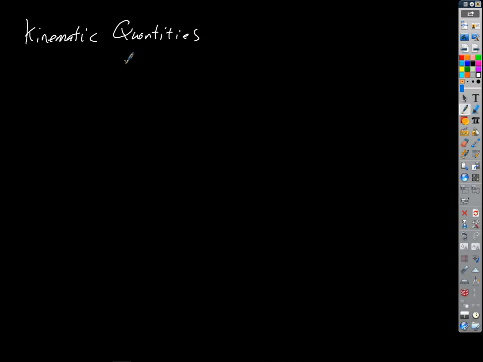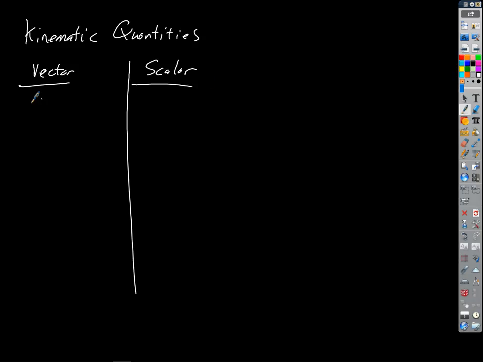And let's divide these up into two columns. We're going to have a vector column and a scalar column, right? So we said the vector position, and for now, we'll just call that x, with a vector hat, right? Because we're only moving in a line for now. Good. Corresponds to what scalar, do you think?